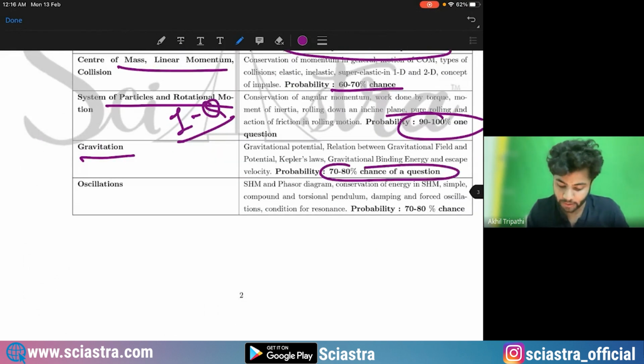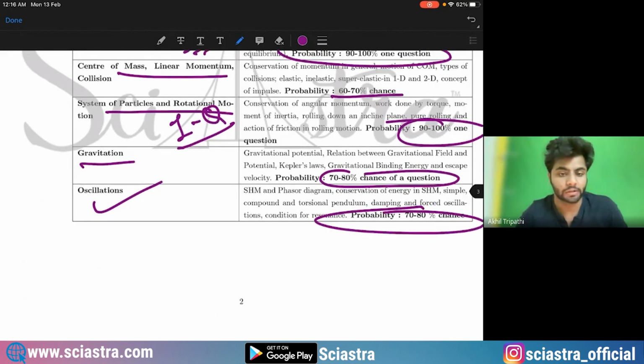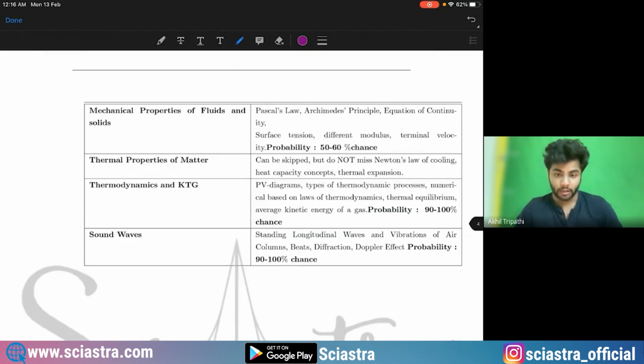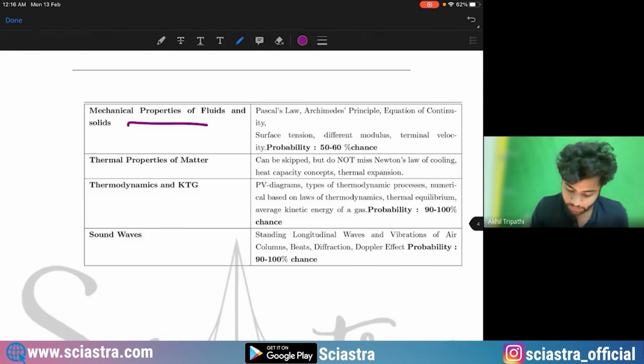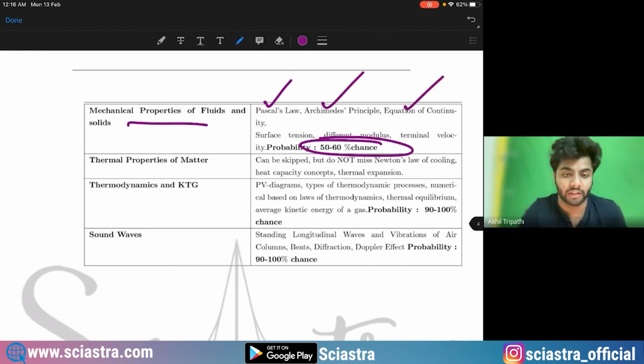Gravitation, 70 to 80% chance. Oscillations and waves, 70 to 80% chance. The topics here are given already, SHM, for example, phasor diagram, conservation of energy in SHM, etc. Now, coming to mechanical properties of solids, 50 to 60% chance. What are the important chapters? Pascal's law, Archimedes' principle, equation of continuity, etc.